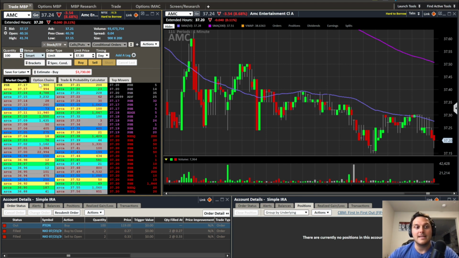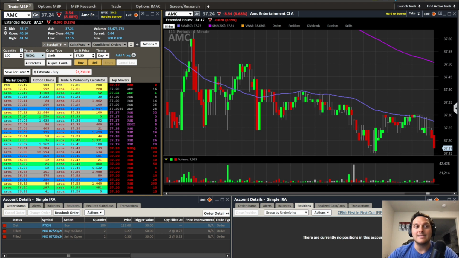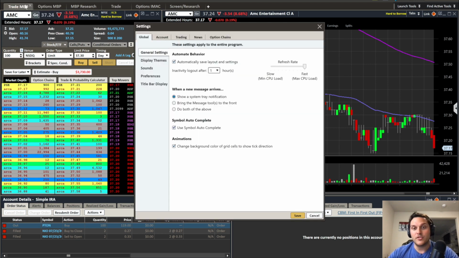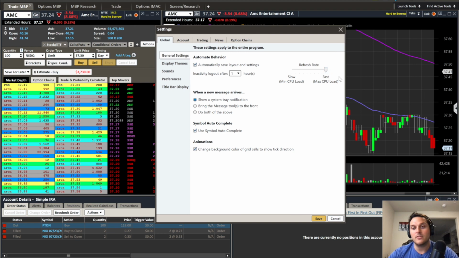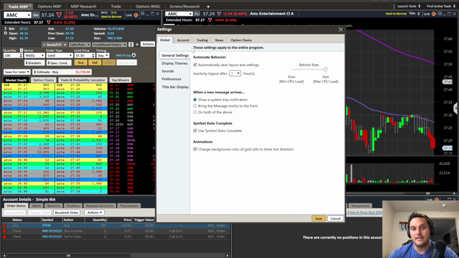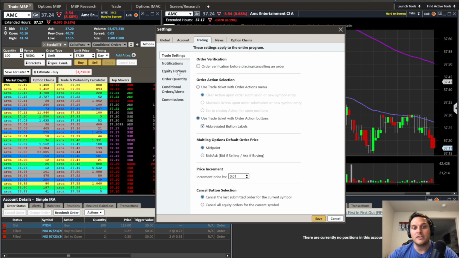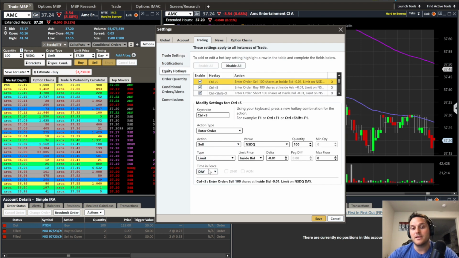But again, like I said, I keep mine at NASDAQ for everything. So now I don't have to worry about the timing. So that would be the second thing. And the last thing is make sure that your server settings are set right. I've talked about it before, but make sure that your CPU load is set high so you're not bogging down the system. But again, going back to trading, here's another thing that commonly is done.